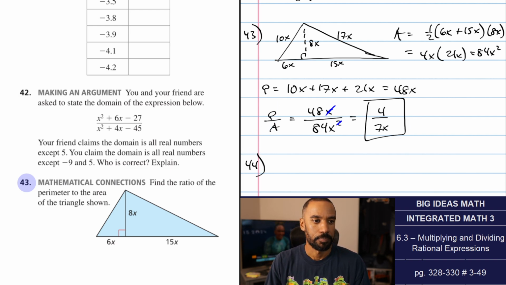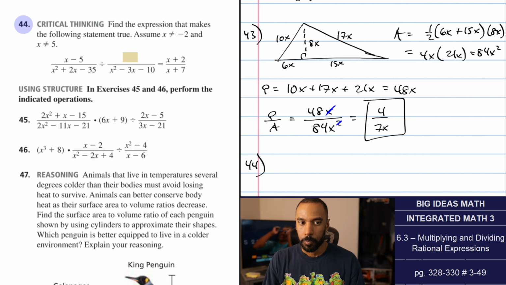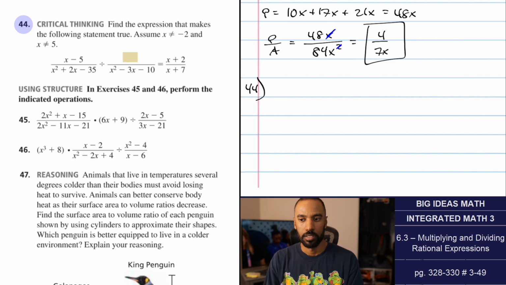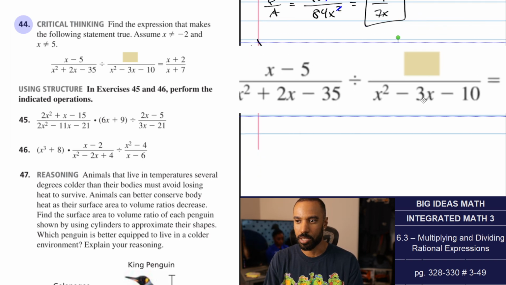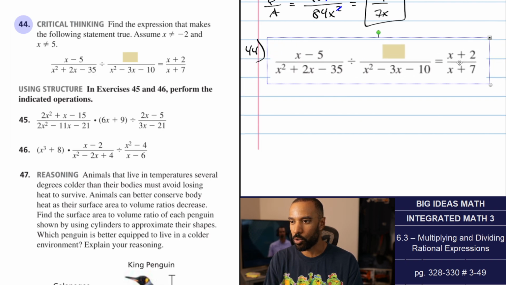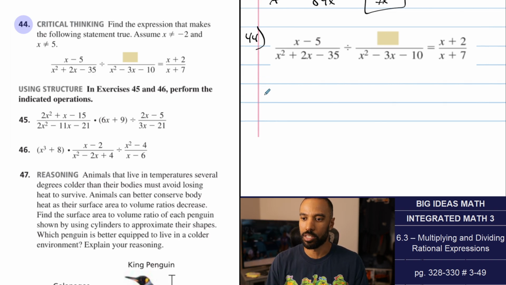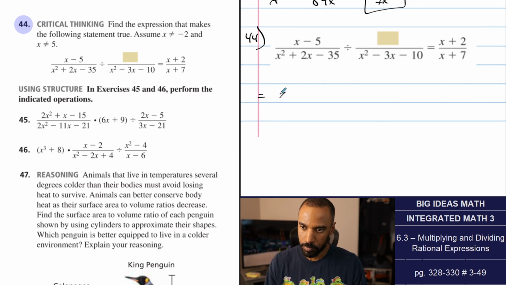Okay, number 44. Find the expression that makes the following statement true. Assume x can't equal -2 and x can't equal 5. Okay, so let me just copy and paste this. For this to work out, we're going to have some things cancel. Now it's a division problem, so we are going to be flipping the second fraction here to make this thing what it is.